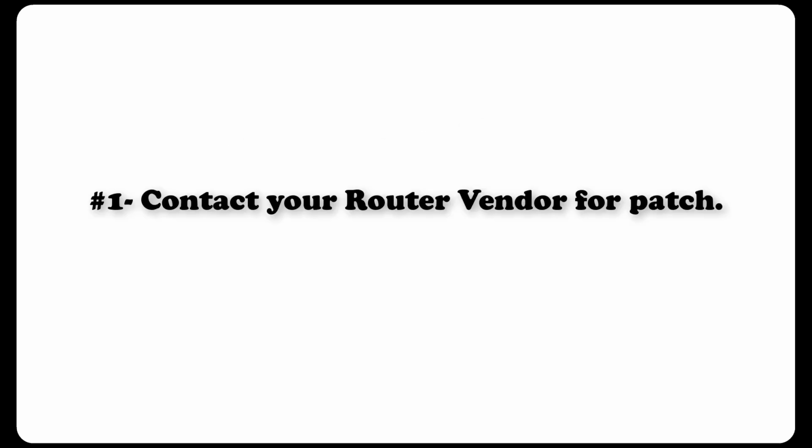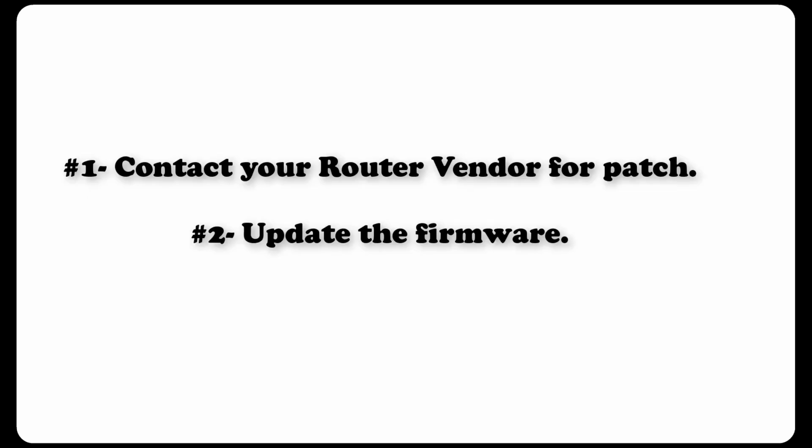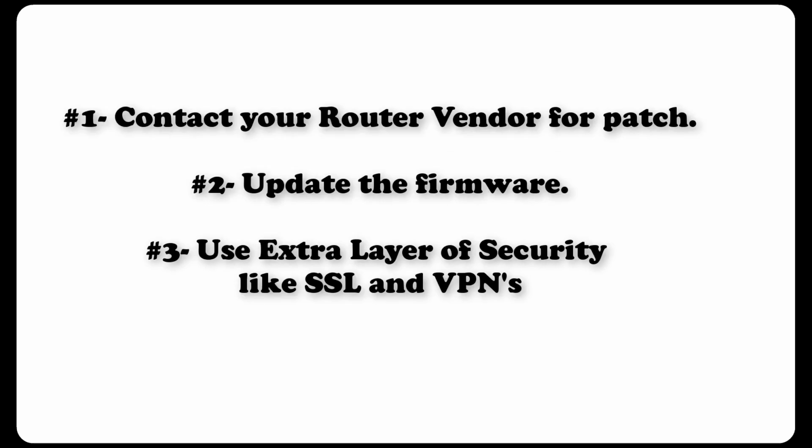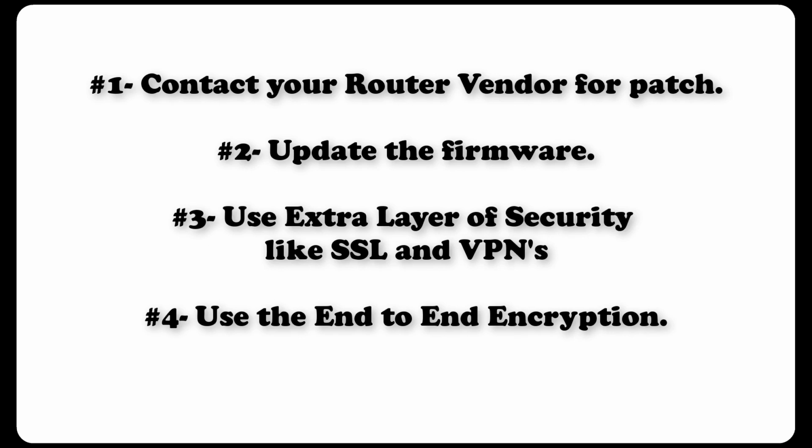Now, how we can get rid of this vulnerability, in short how we can secure ourselves. Following are a few steps that I would definitely recommend you to follow. First, contact your router vendor, email them so that they can release the patch as soon as possible. Once the patch is released, simply update the router firmware. Since this vulnerability is decrypting the traffic within a WPA2 Wi-Fi router, you can use an extra layer of security in terms of VPNs and SSL encryption. For sending sensitive emails, use end-to-end encryption like OpenPGP and things like that.